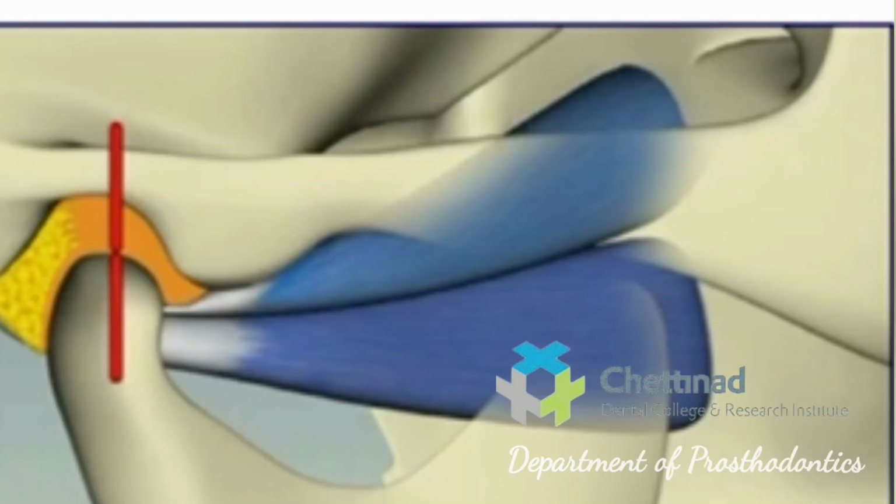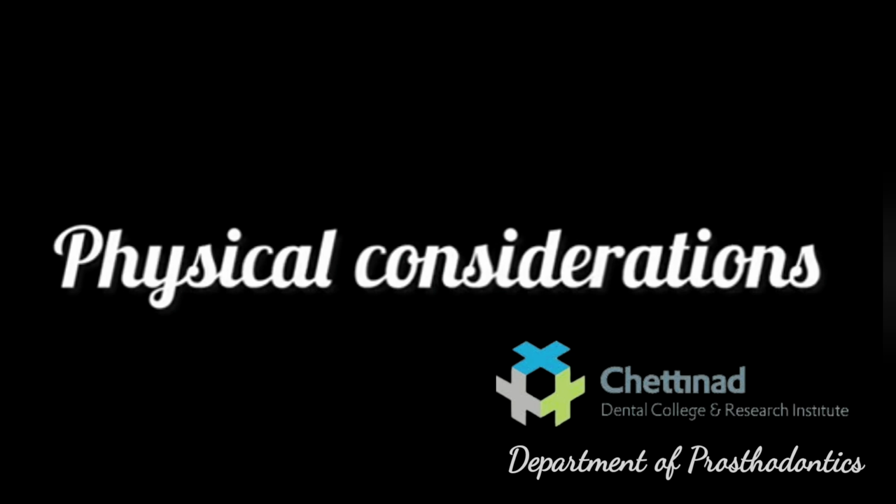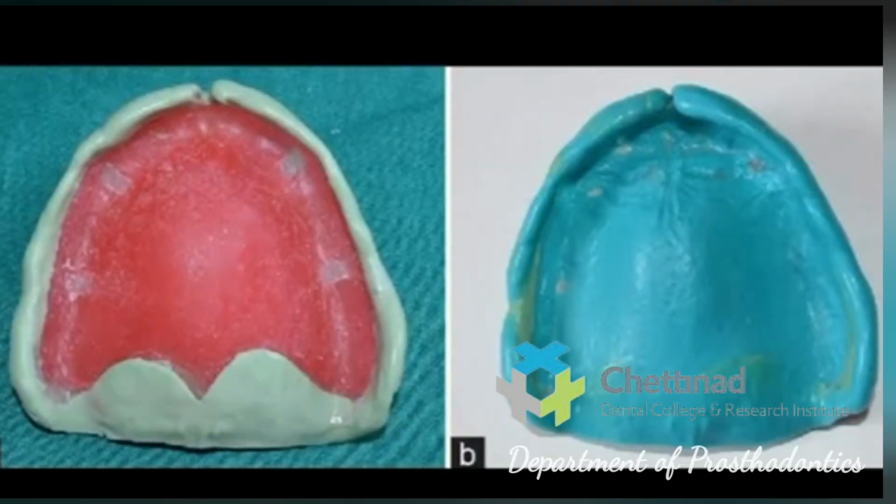Thank you. I will be speaking about the physical consideration. First comes the border molding. There are two muscles that are involved, the masseter and medial pterygoid. When the masseter is activated, it pushes the buccinator medially against the denture border in the area of the retromolar pad. This is due to the dislodging force, where the denture base should be contoured to accommodate this action. This contour of the denture base is termed the masseteric groove.